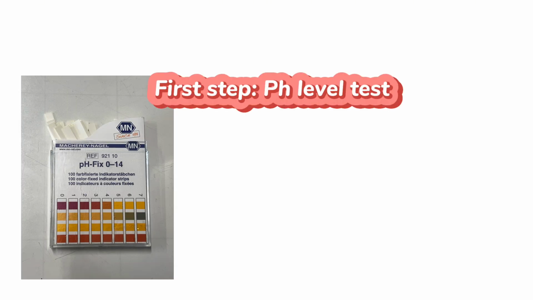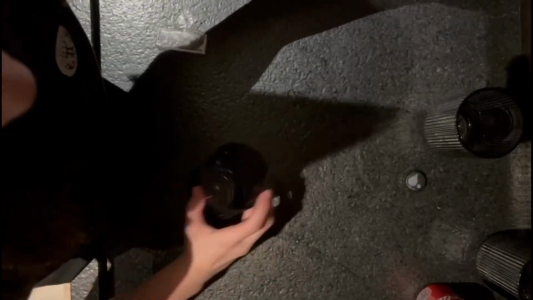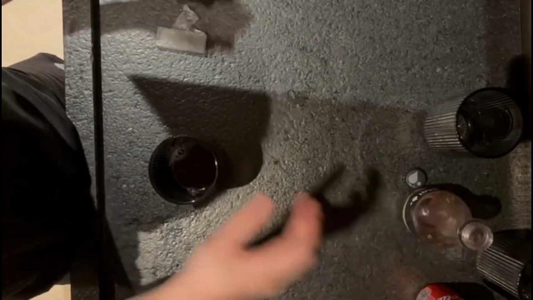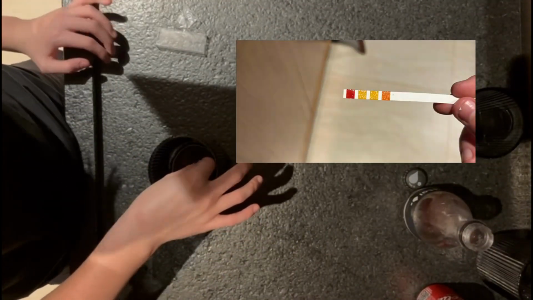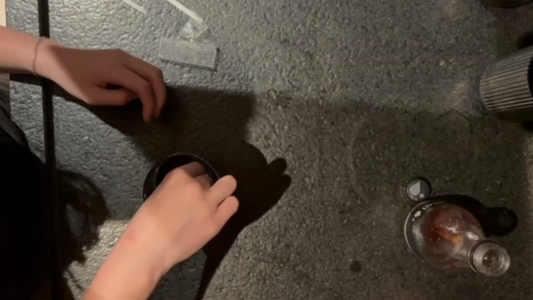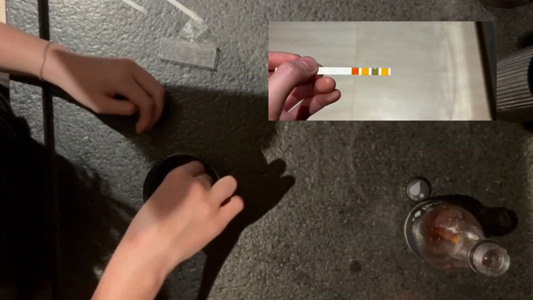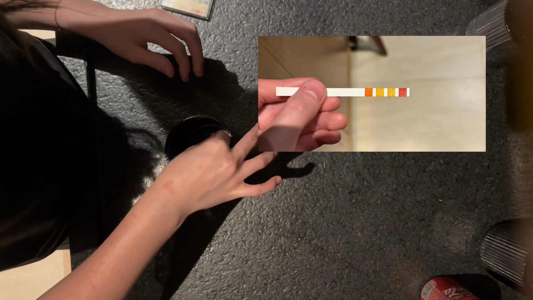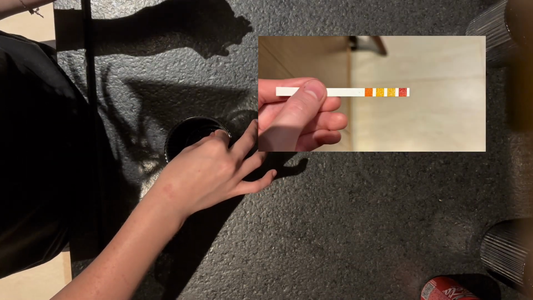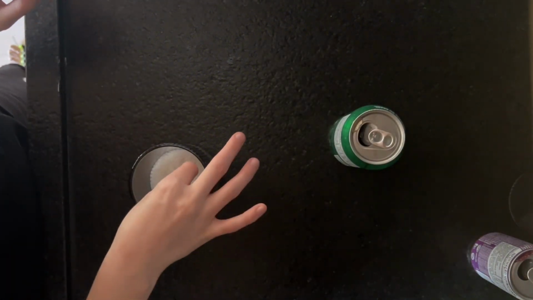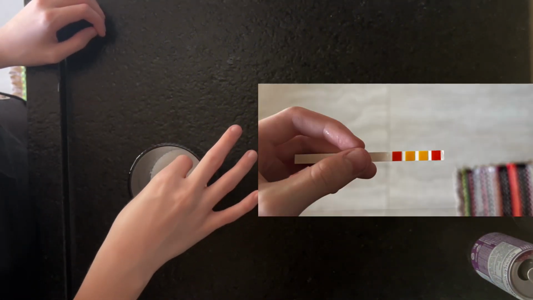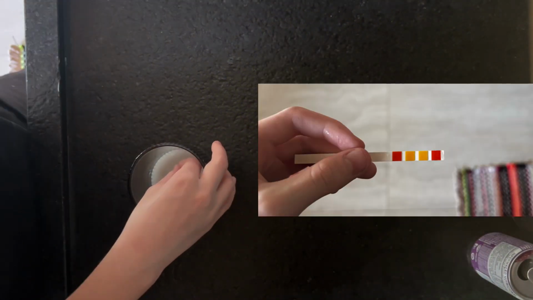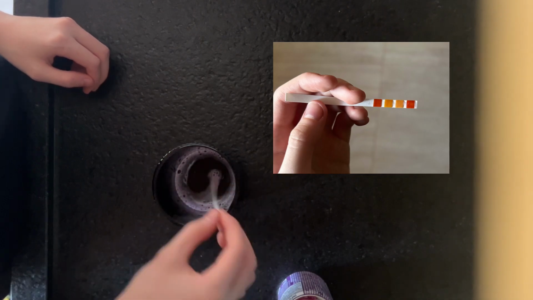Our first step is the pH level test. Here we are testing the acidity level for Pepsi, and these are the results. Here we are testing the acidity level for water, and these are the results. Here we are testing the acidity level for Coca-Cola, and these are the results. Here we are testing the pH level for Guaraná, and these are the results. And finally, we're testing the pH level for Fanta grape, and these were the results.